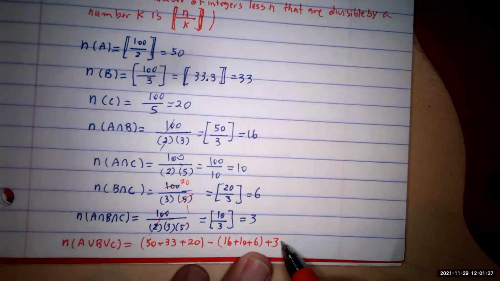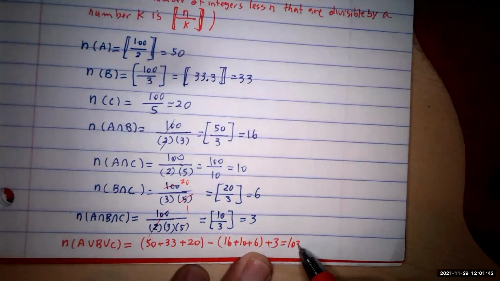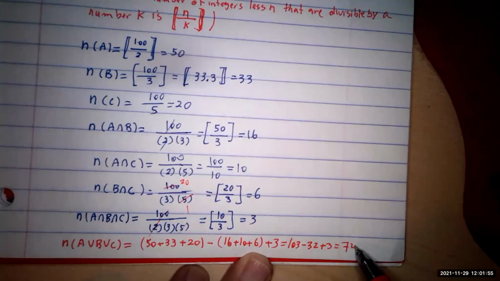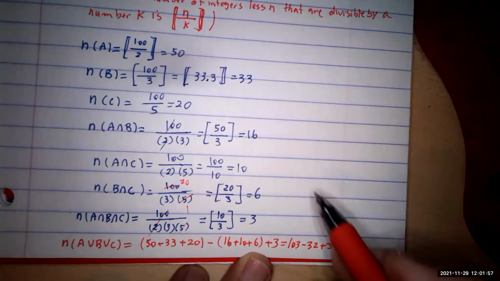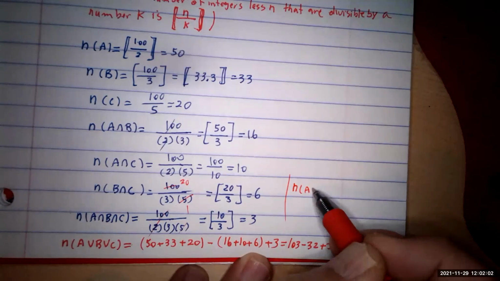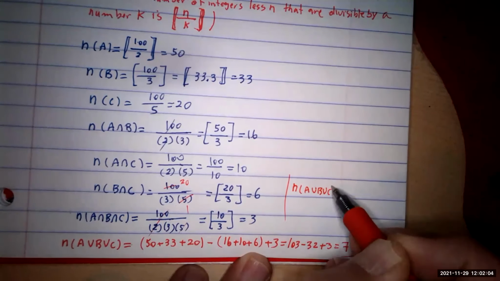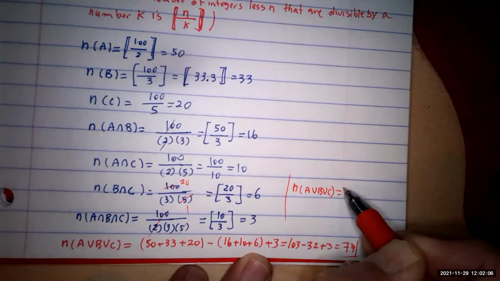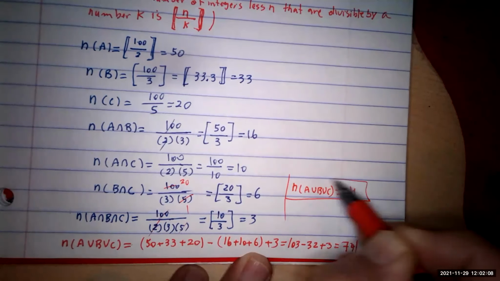If you put them together, the first one would be 103, and this is going to be 32, and plus 3. That would be 74. So there are 74 numbers less than 100 that are divisible by 2, 3, or 5. So that gives you 74.